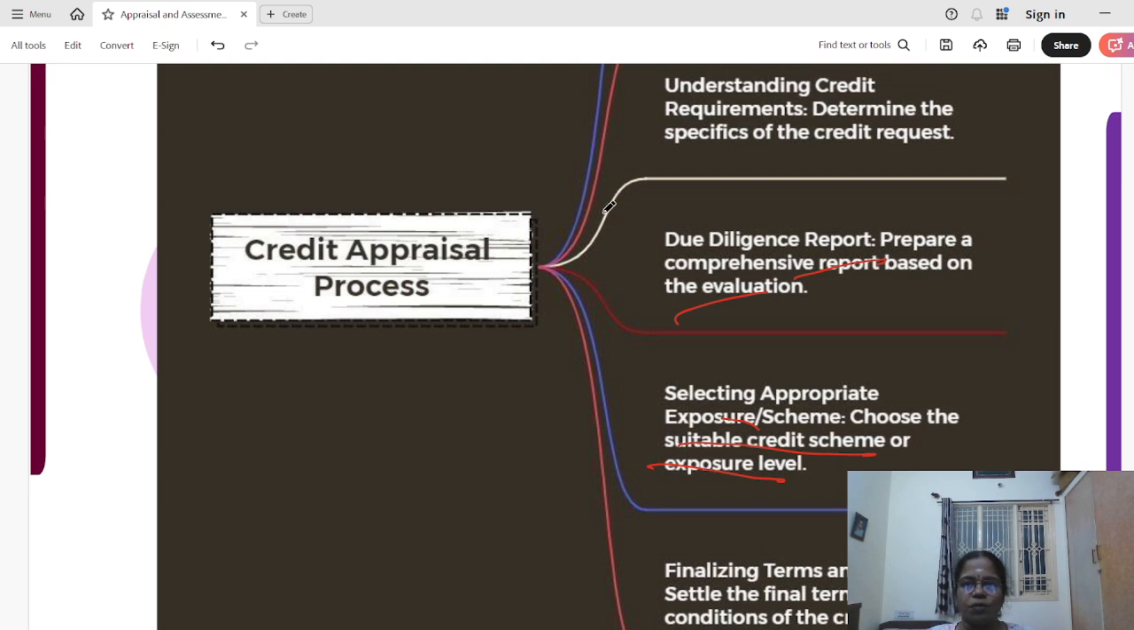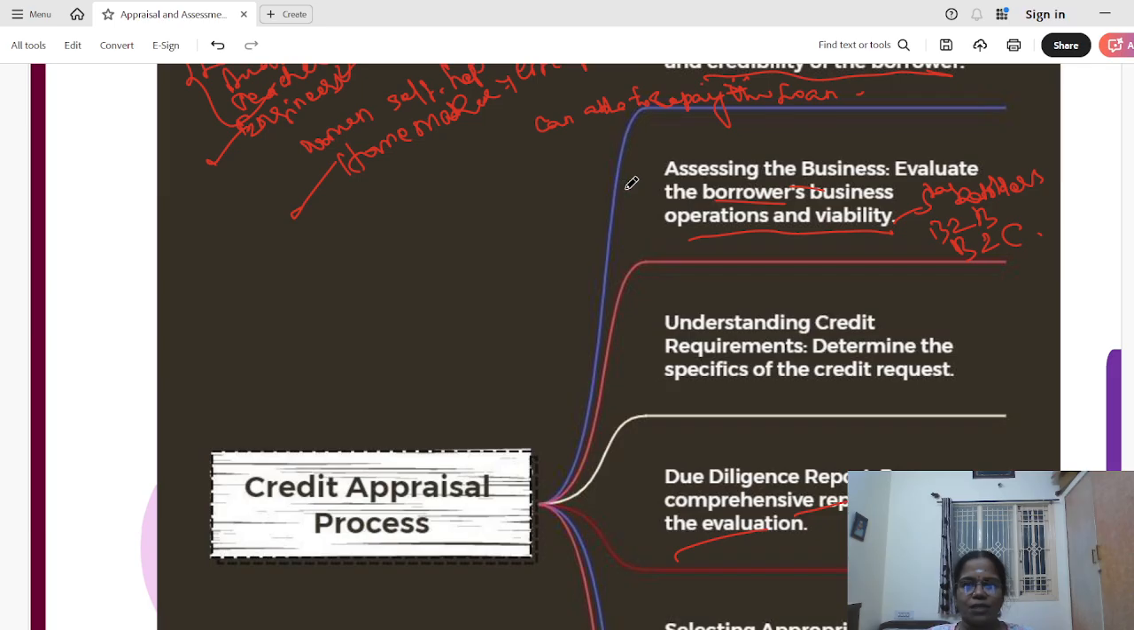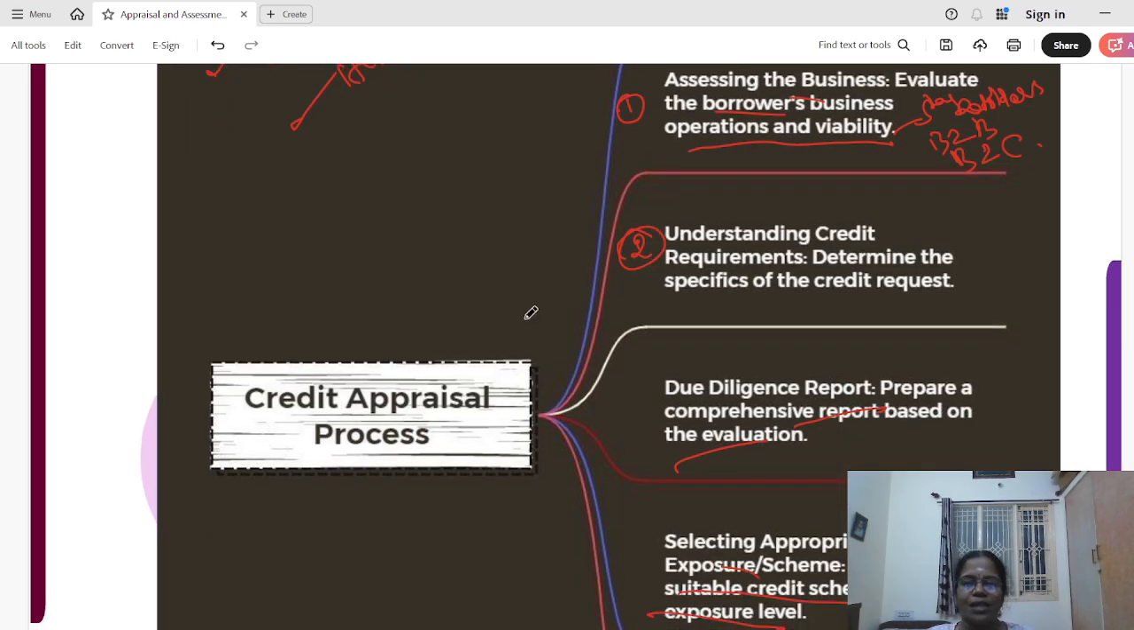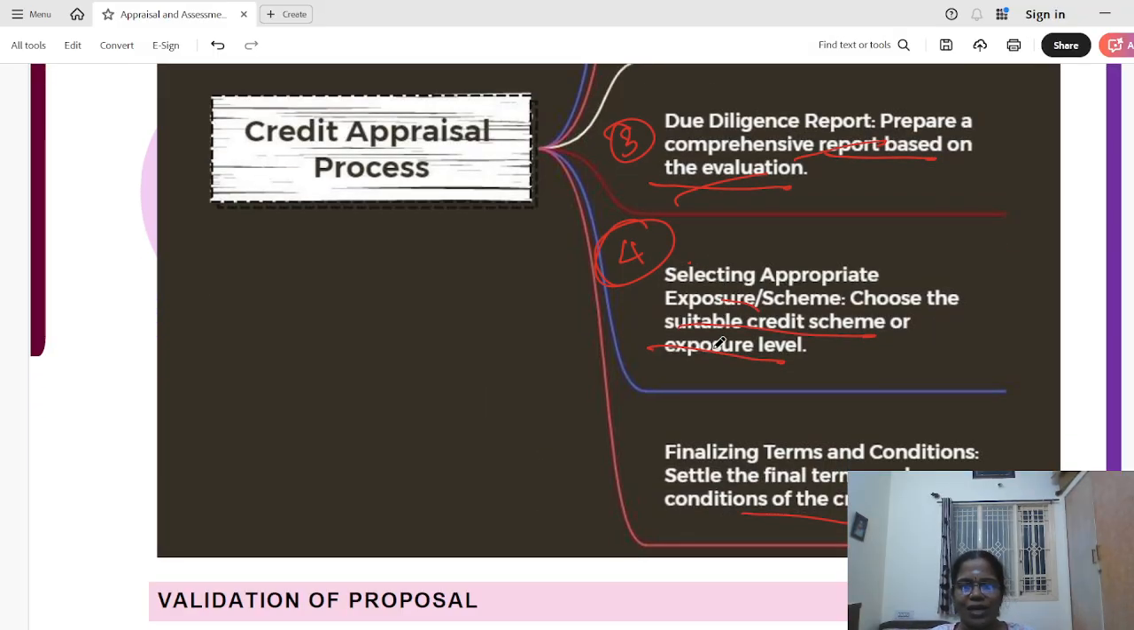When it comes to the credit appraisal process, the first one is assessing the business of the borrower. The second one is understanding the credit requirement, how much amount is required by them. Then they have to prepare the due diligence, covering the credit request and the creditworthiness of the borrower discussed in the second point. Based on that, they prepare the comprehensive report based on the evaluation they have made. Then they select the appropriate exposure, whichever credit scheme is suitable for them, and suggest it. Finally, they finalize the terms and conditions for settlement of the credit facilities. So this is the credit appraisal process.